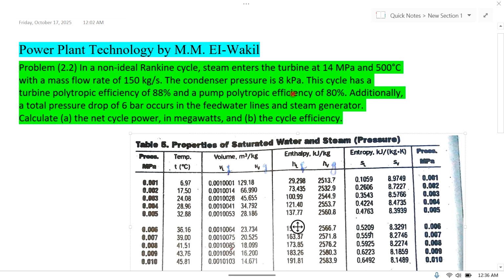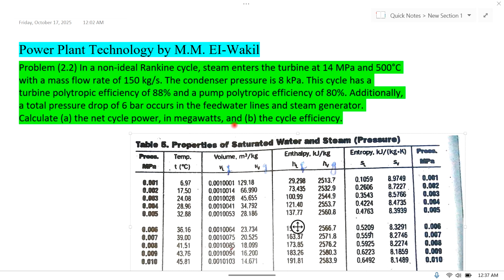The condenser pressure is 8 kilopascal. This cycle has a turbine polytropic efficiency of 88% and a pump polytropic efficiency of 80%. Additionally, a total pressure drop of 6 bar occurs in the feedwater lines and steam generator. Calculate the net cycle power in megawatt and the cycle efficiency.